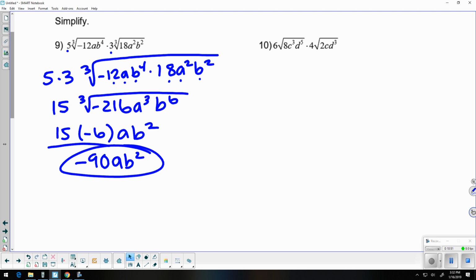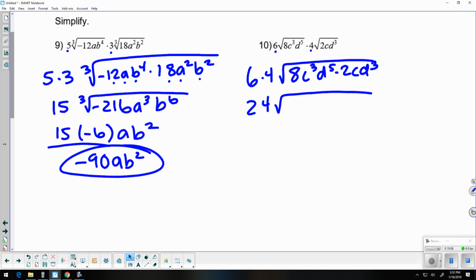So similar idea for number 10. Again, the numbers out front get multiplied, 6 times 4. And then square roots get multiplied. So we have 8c cubed d to the fifth times 2cd cubed. So we got 24 out front. Underneath the square root now, 8 times 2 is 16. c would be to the fourth, d would be to the eighth. And now simplify the square root.